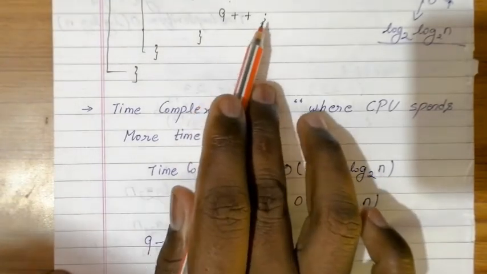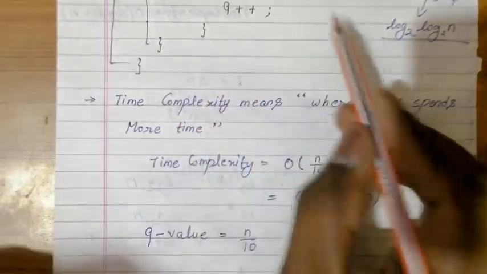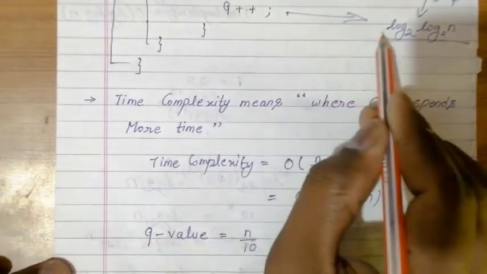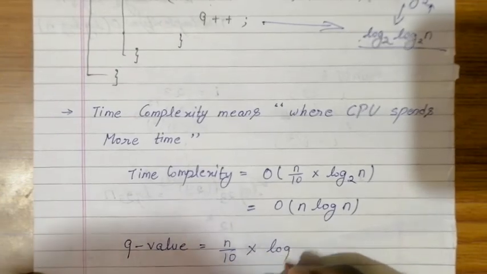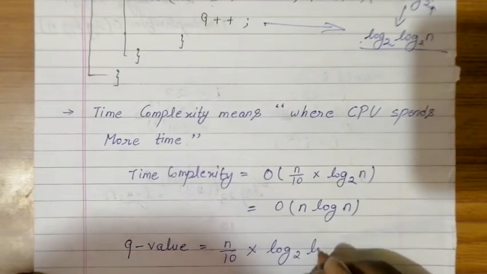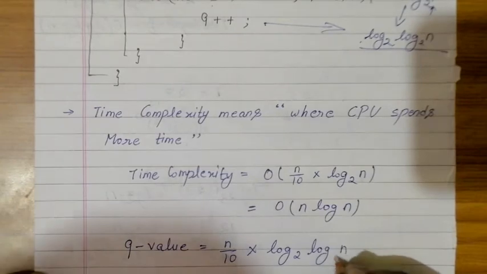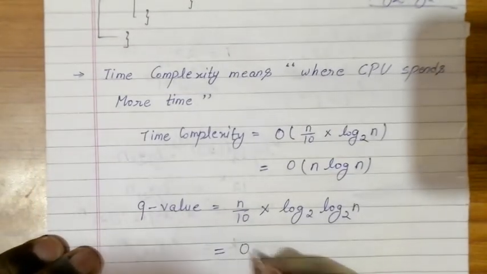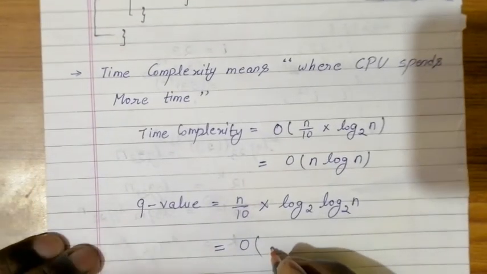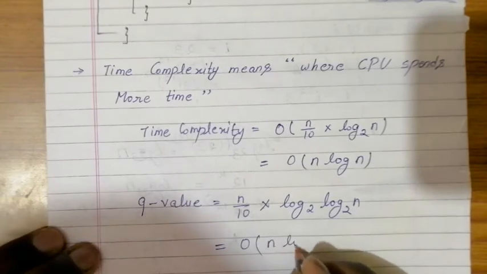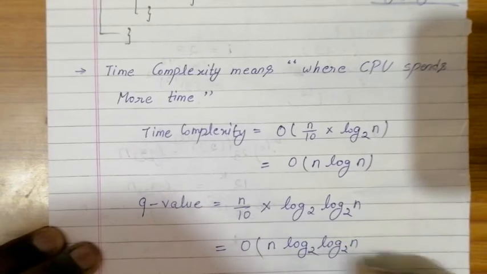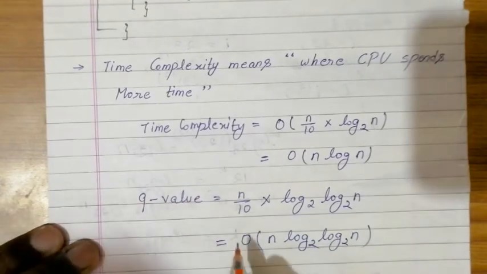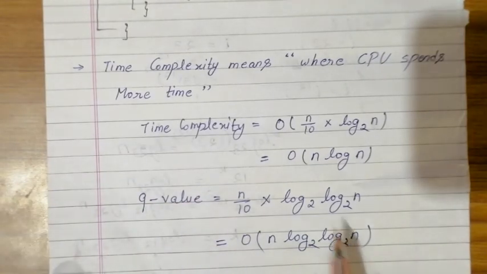And now you see how many times the q value will run? Log n times. So it will be multiplied with log n base 2. So the q value of this program is n log n base 2. So the q value is n log n, and the time complexity is n log n.